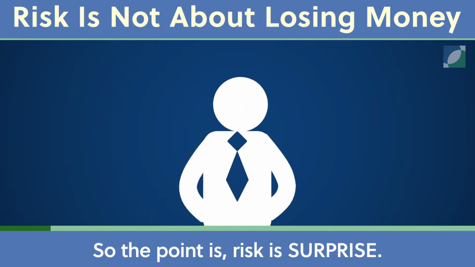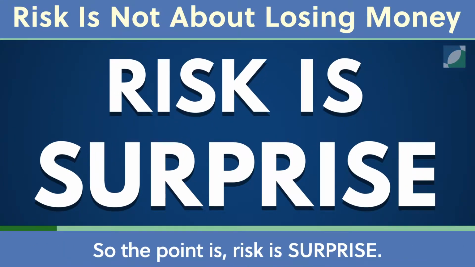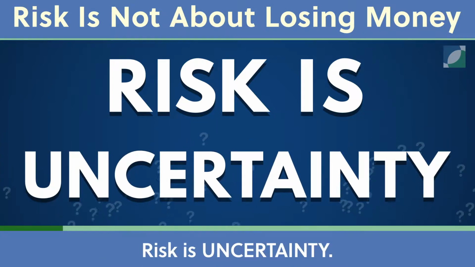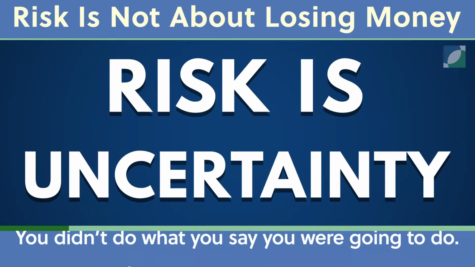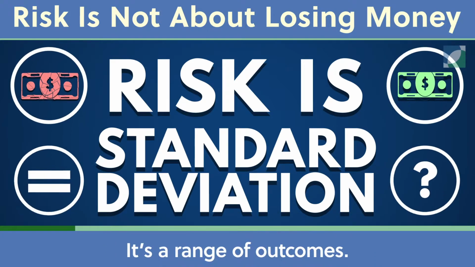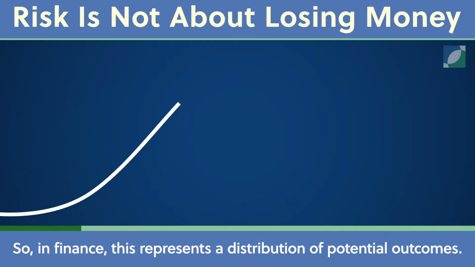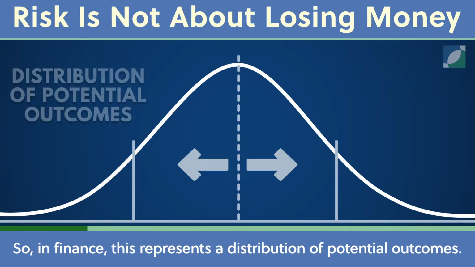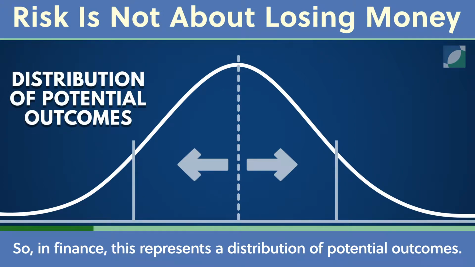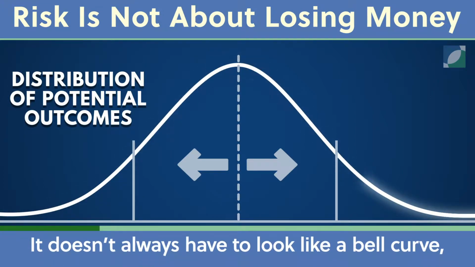So the point is, risk is surprise. Risk is uncertainty. You didn't do what you said you were going to do. Risk is standard deviation. There's a range of outcomes. So in finance, this represents a distribution of potential outcomes. Now, it doesn't always have to look like a bell curve, but that's the idea.